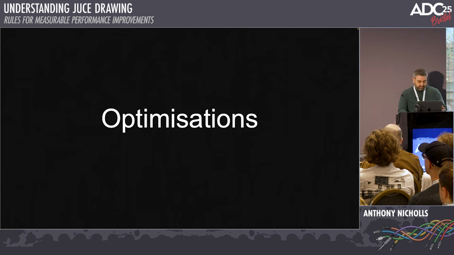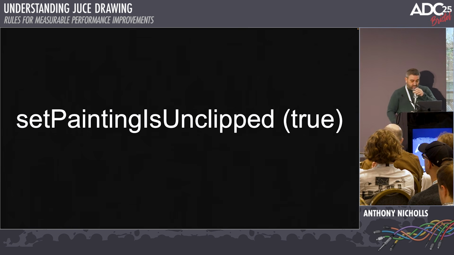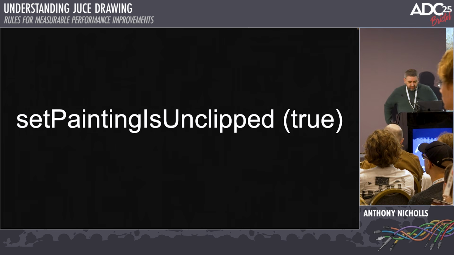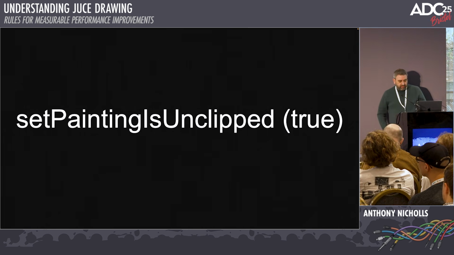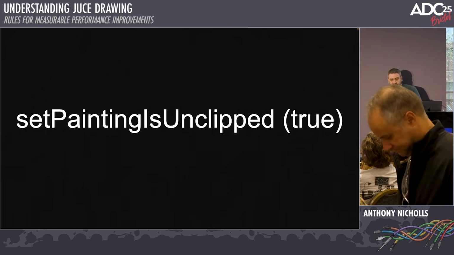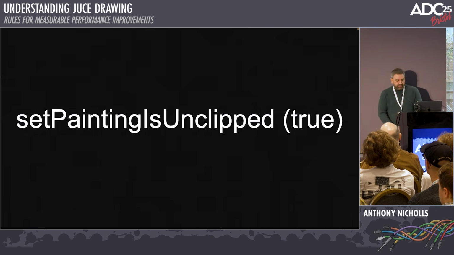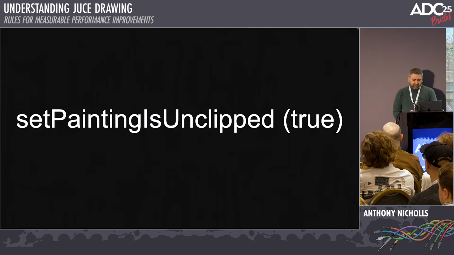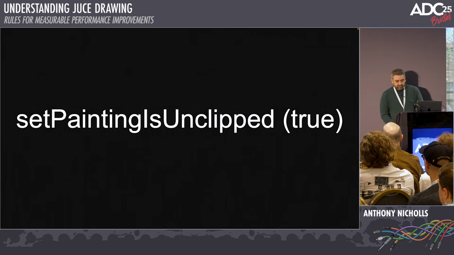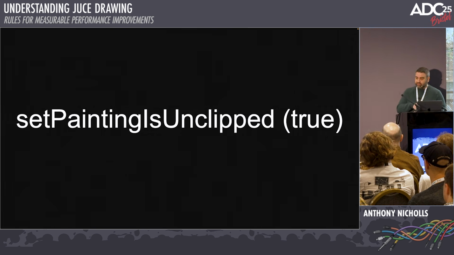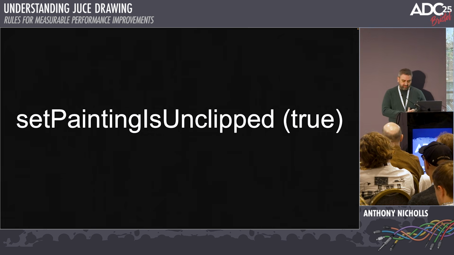So let's talk about optimizations. So setPaintingIsUnclipped. This is quite a popular one. I think I probably learned about this years ago when Jules did a talk on painting at an ADC event. And clipping the context is somewhat expensive. In earlier versions of JUCE, this could be really beneficial, to call this setPaintingIsUnclipped.